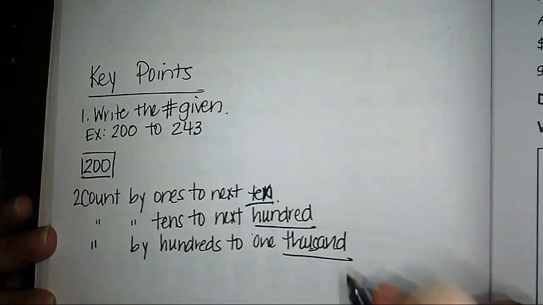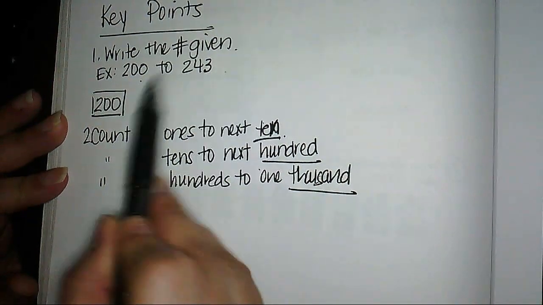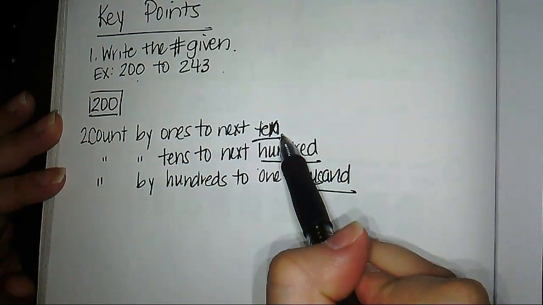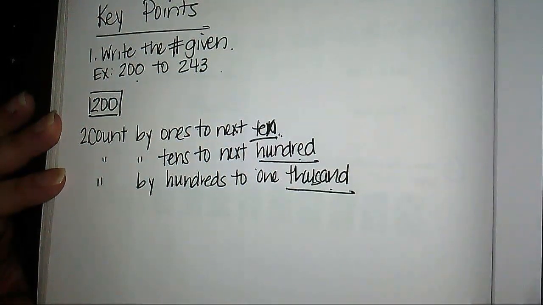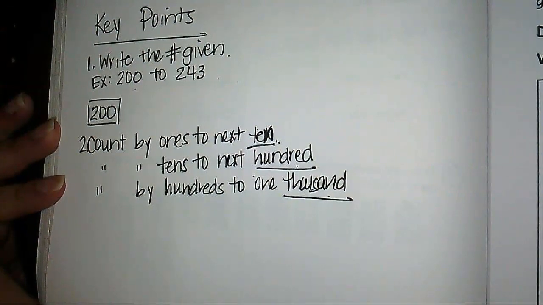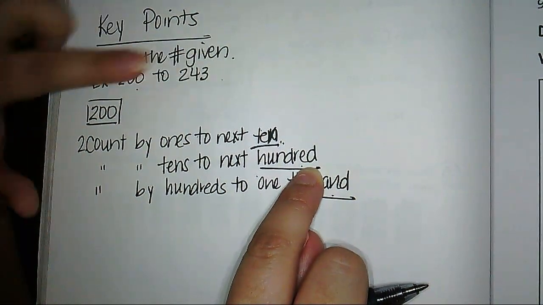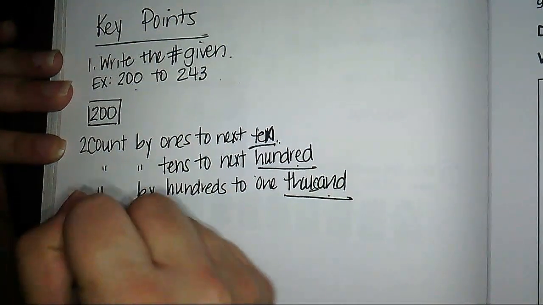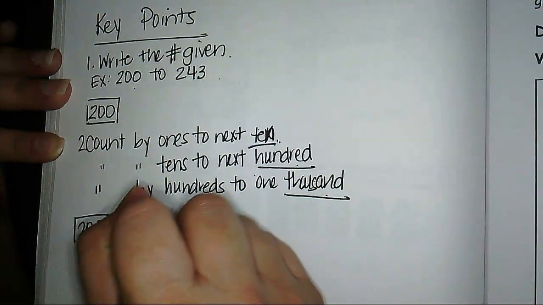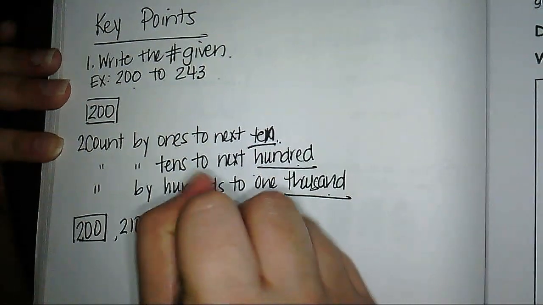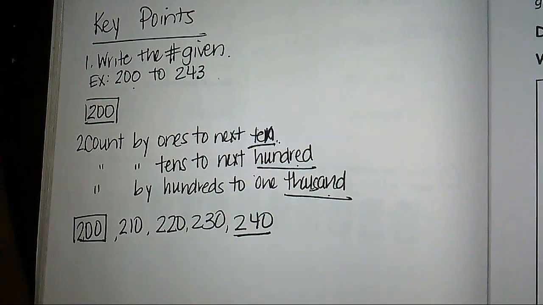Out of this one, boys and girls, I have to think about it. For example, I'm starting at the number 200, and I have to think, would I count by ones? Could I count by tens? Or could I count by hundreds? So what would I count by? I would count by tens because I need to get to the 243. So I would write 200, 210, 220, 230, 240. And I'm going to stop right there.